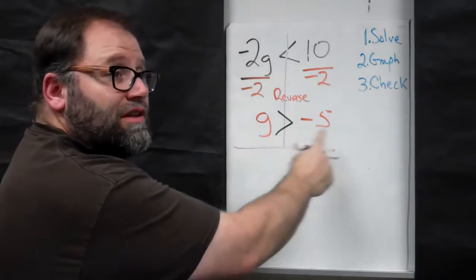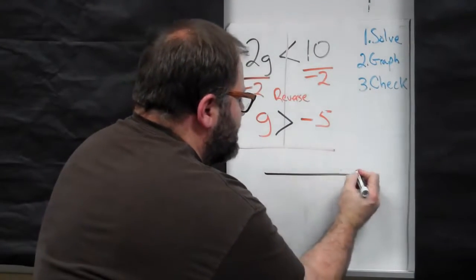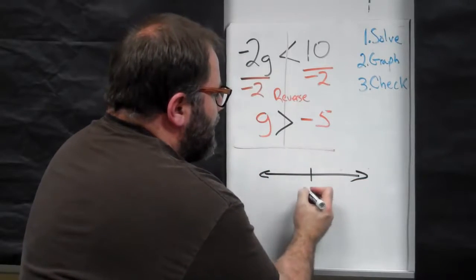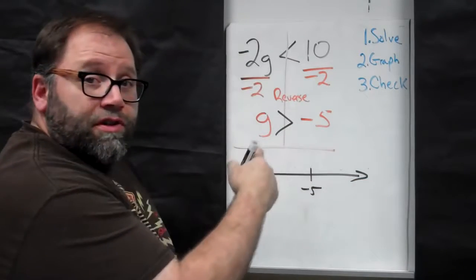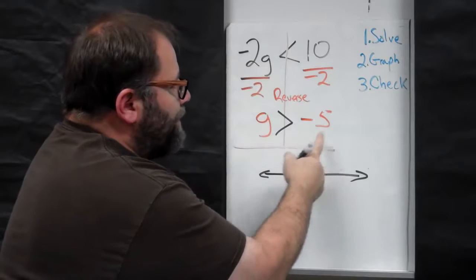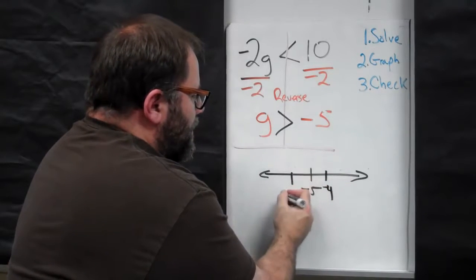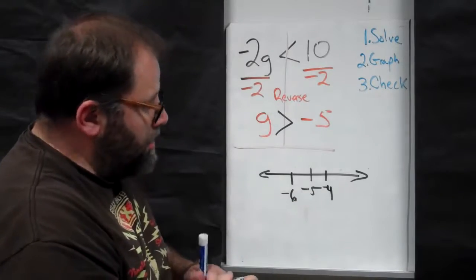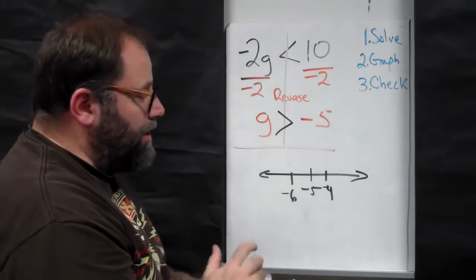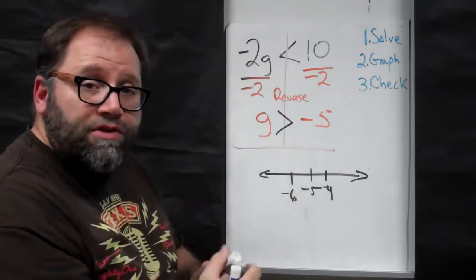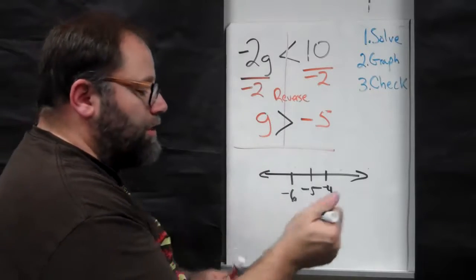But for this, let's graph this one. Let's get our horizontal line. Here's our negative 5. That's our solution. And now we need a number before and after. So let's take a negative 4 and a negative 6. And then looking back at the symbol here, it is not an equal to symbol. It's just greater than. So we're going to use an open circle.